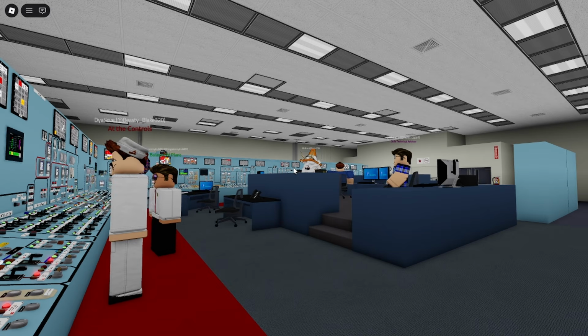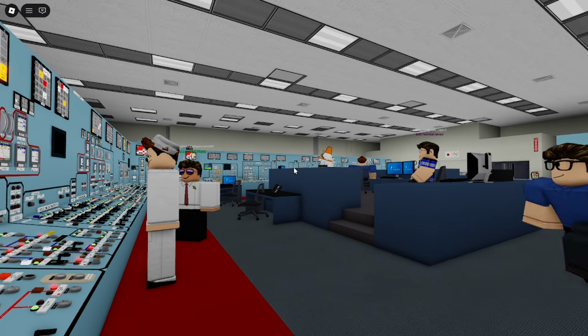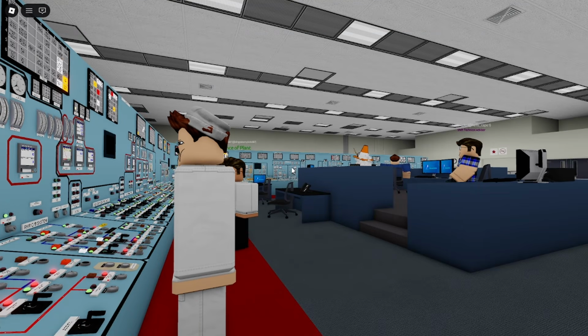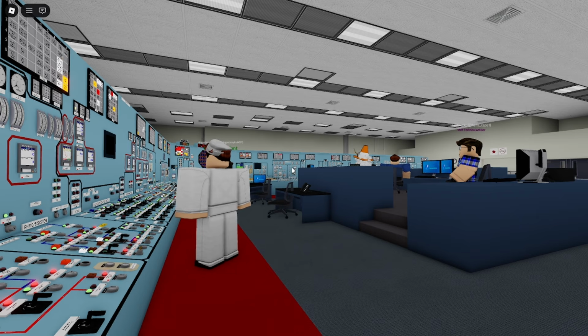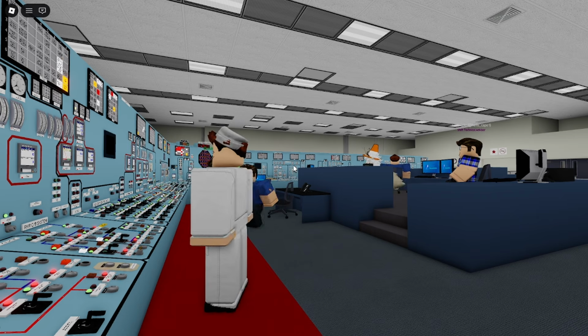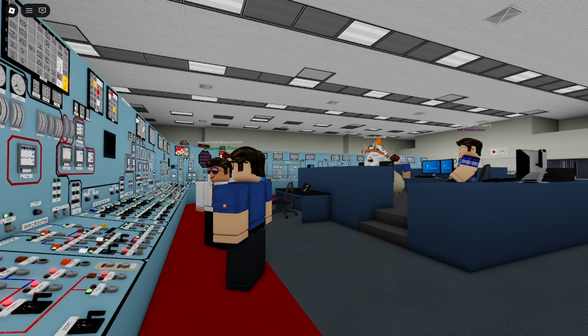CRS, all MSIVs have closed. I understand it's a main steam isolation valve closure. That's correct. Alright, crew update. We're transitioning from PPM 5.1.1 RPV control onto 5.1.2 RPV control ATWS on reactor power cannot be determined, reactor scram is required, low reactor water level and high reactor pressure. End of update.